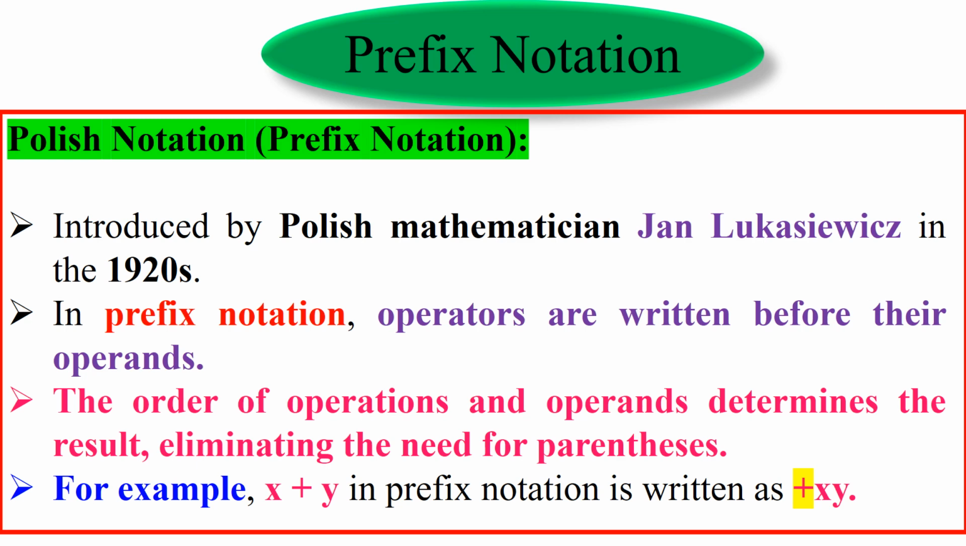Polish notation or prefix notation. This was introduced by the Polish mathematician Jan Lukasiewicz in the 1920s. In prefix notation, operators are written before their operands. The order of operations and operands determines the result, eliminating the need for parentheses. For example, x plus y in prefix notation is written as plus xy. You can see the highlighted operator plus before the operands x and y; pre means before.